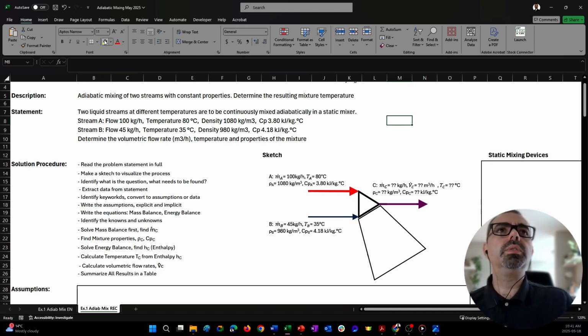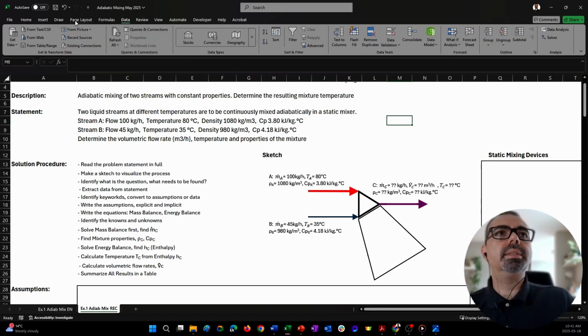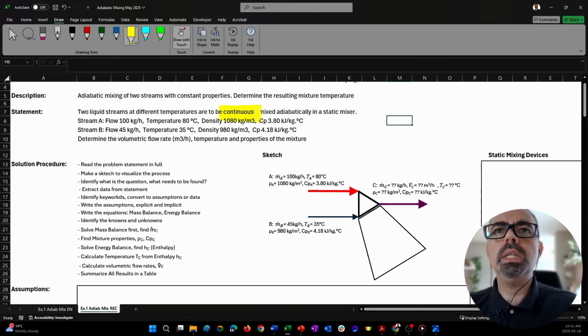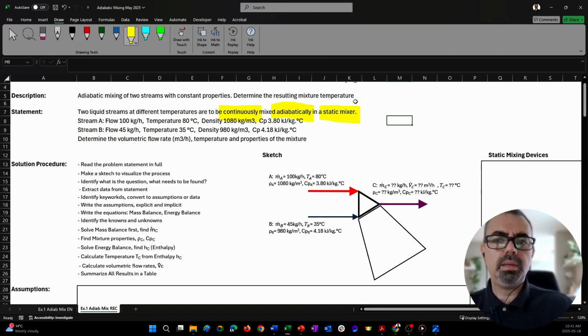And here I'm going to start using a highlighter. We need to make sure we identify the key information here. For example, keywords. They say two things: continuously, adiabatically, and they tell us static mixer. This is very important information because they tell us how the process operates.